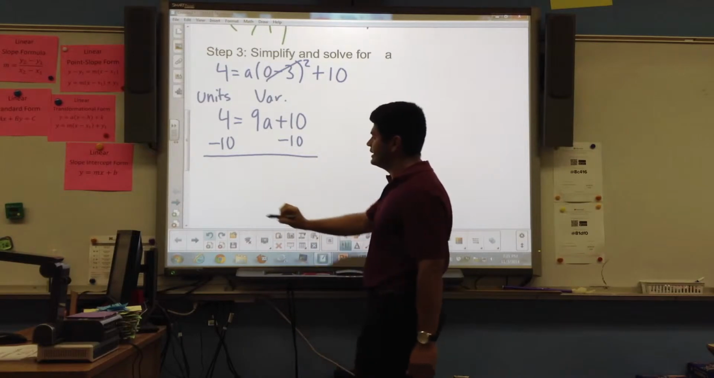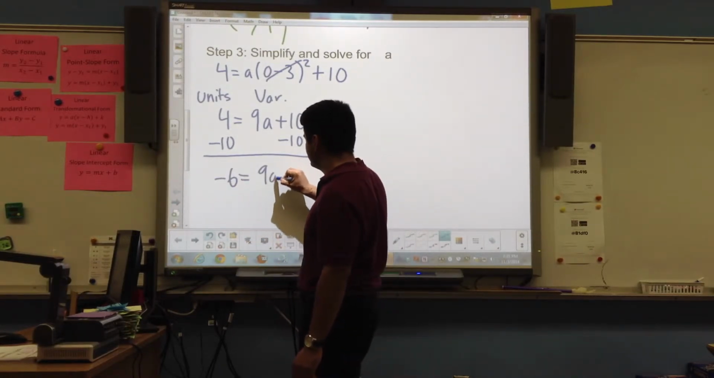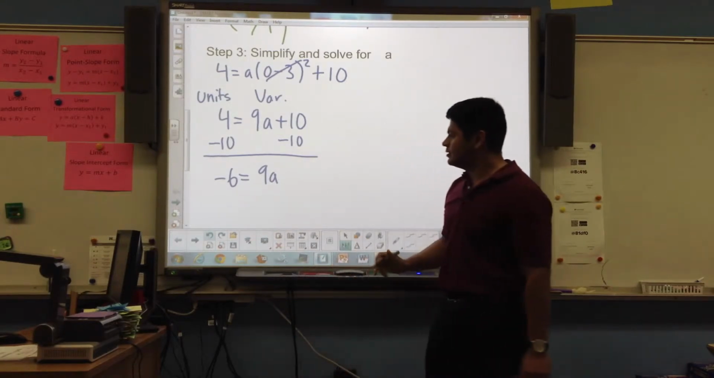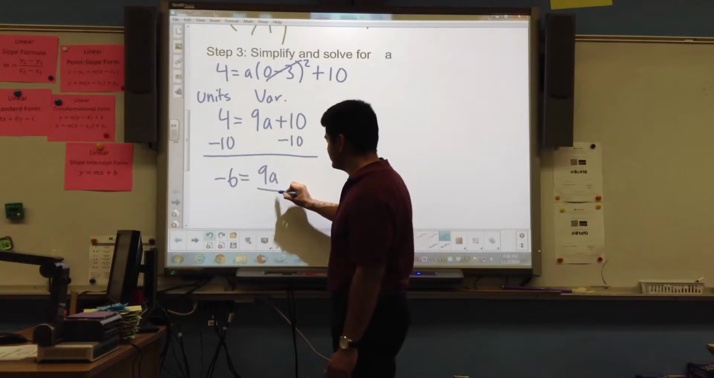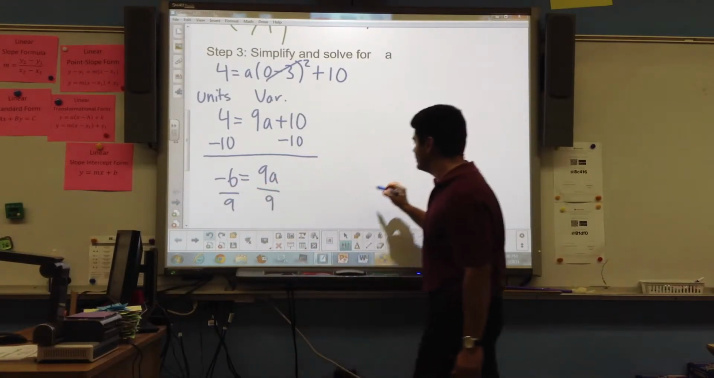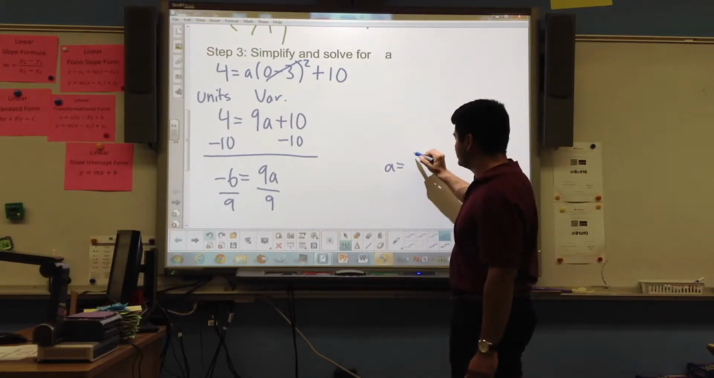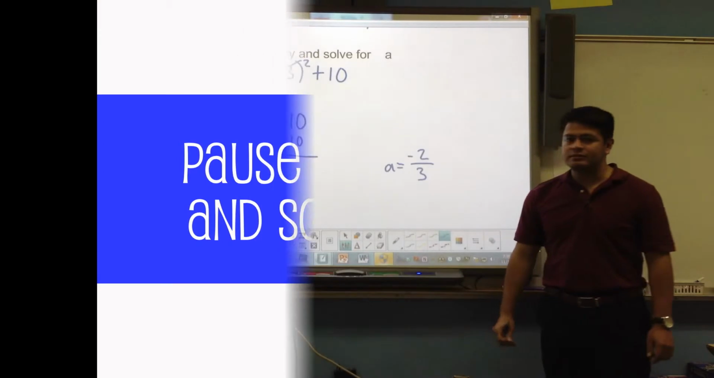Once I do that, I get negative 6 equals 9a. And then my last step is going to be to divide that 9 through the entire equation. So I'm going to say divide 9. So then my final answer is I get a equals negative 2/3. And that's how you simplify and solve for a.